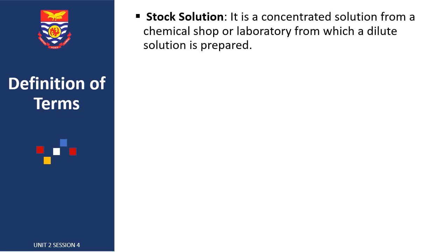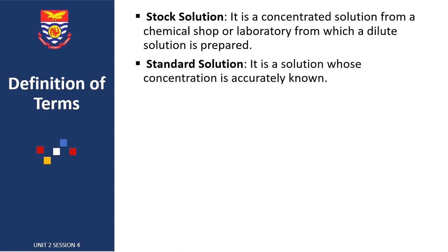What is a stock solution? It is a concentrated solution from a chemical shop or laboratory from which a dilute solution is prepared. So for this solution, it is usually of a very high concentration that sometimes it is dangerous to work with. And in most cases, that is the solution that we pick some of it, then we dilute it to get a lower concentration. So we prepare dilute solution from stock solution, and they are those ones that we usually obtain from chemical shop or laboratory.